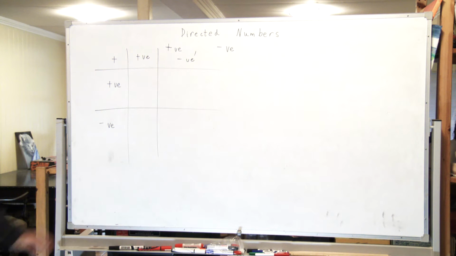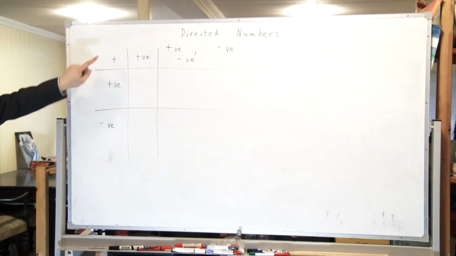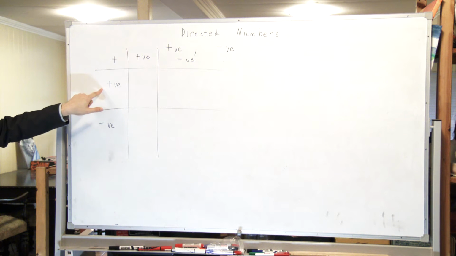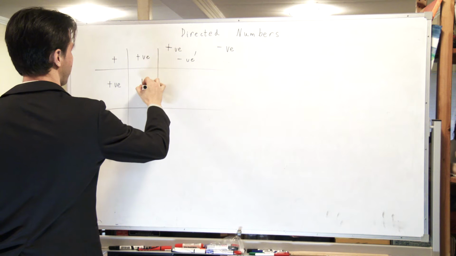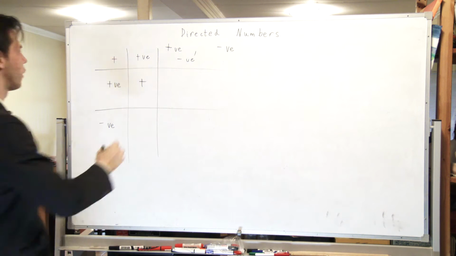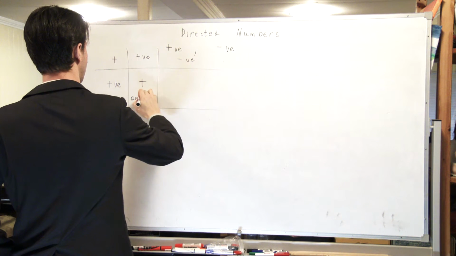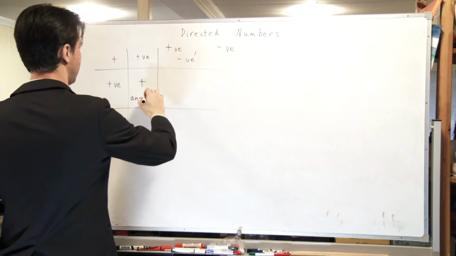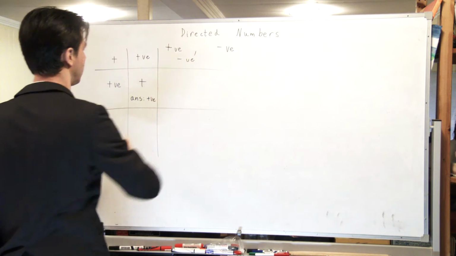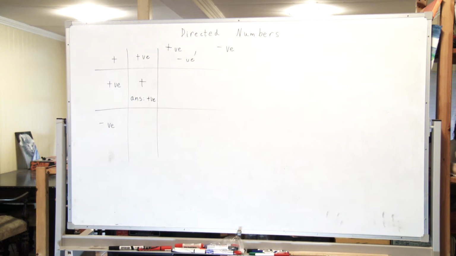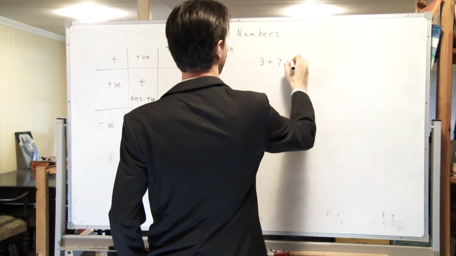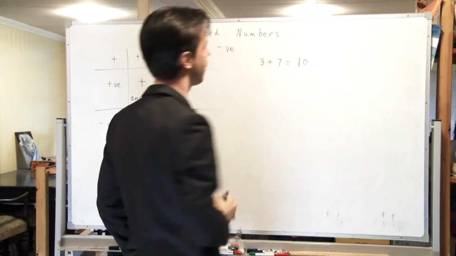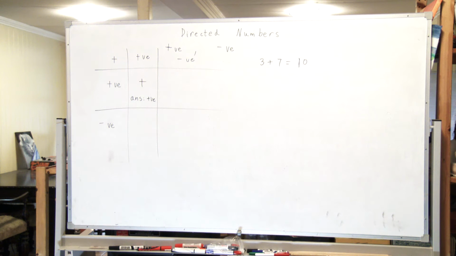Okay, the operation we're looking at is adding. You can add a positive number to a positive number. That's a really straightforward case. You're probably very familiar with it. You just add the numbers together as normal. And the answer is positive. For example, if I see 3 plus 7, I just add them up like normal, keep my answer positive.